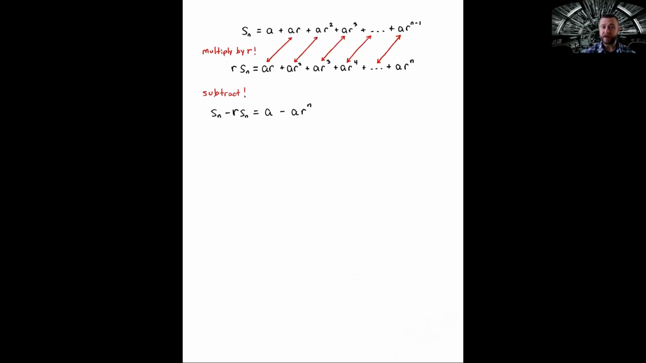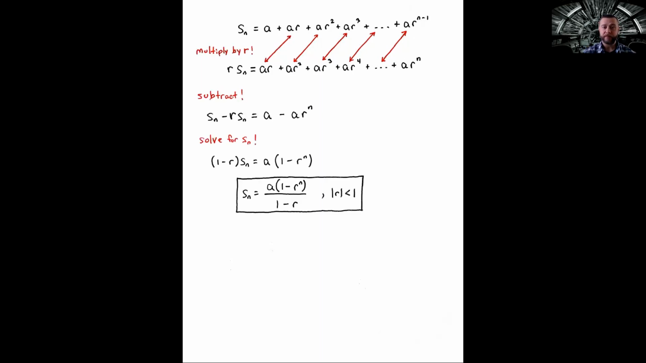Now, at this point, pause the video, see if you can finish solving this expression for S sub n, the nth partial sum. All right, welcome back. Notice, since we have S sub n on the left side, we can factor that out. I can factor a out from the right side. And if I divide by 1 minus r, we have now solved for S sub n, getting it by itself. And we get our formula here for the nth partial sum, a times 1 minus r to the n divided by 1 minus r. And recall, this was the possibility where the ratio in absolute value is less than 1.